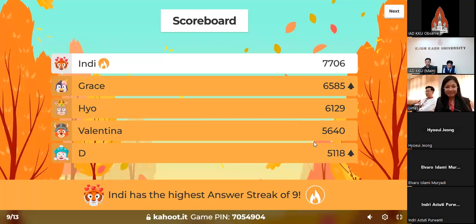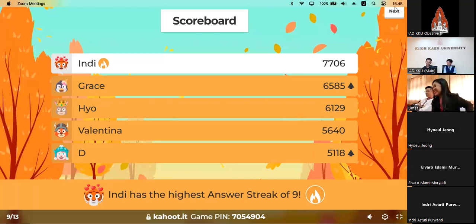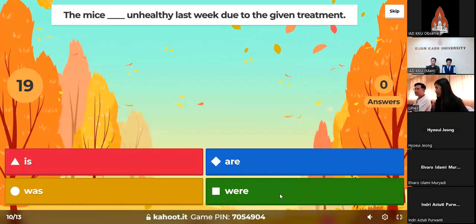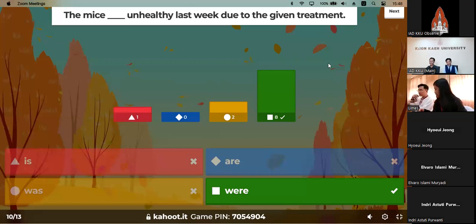Who is it? I think it's Indri, Ibu Indri, Miss Indri, right? The mice is plural. Blank blank unhealthy last week due to the given treatment. Is it plural? Plural, right? I don't know. So you shouldn't tell. Oh, sorry, guys. The answer already. Yeah, that's true, because it's plural. Because it's last week, so we need to use were, right? Were, instead of was. The mice were.